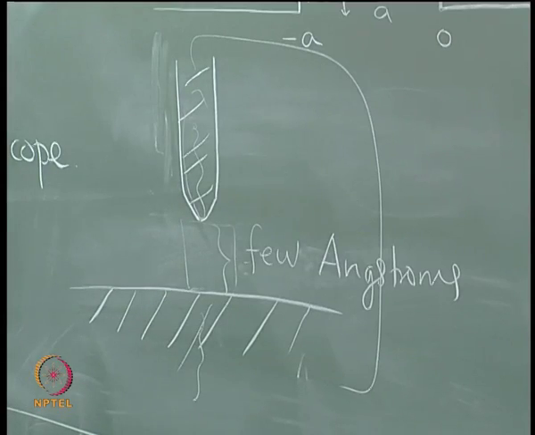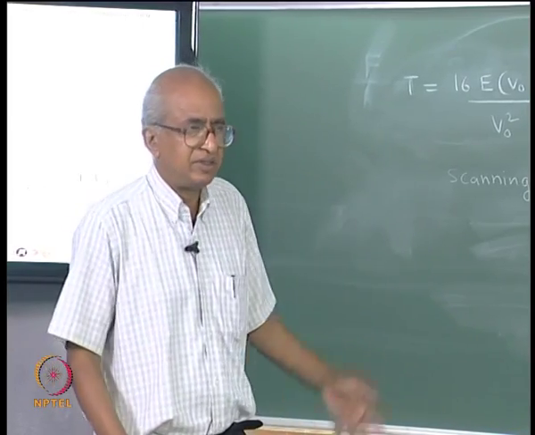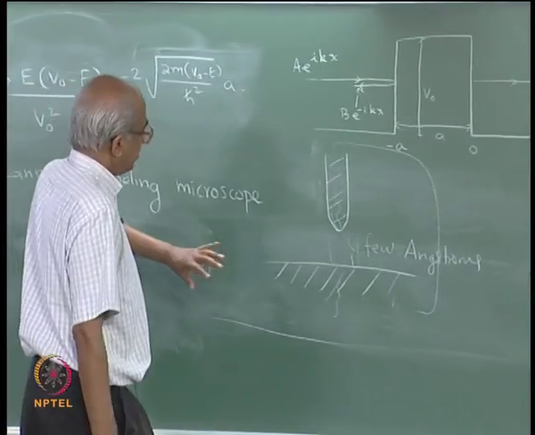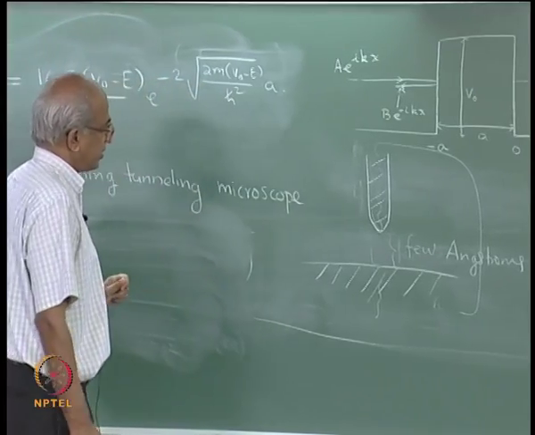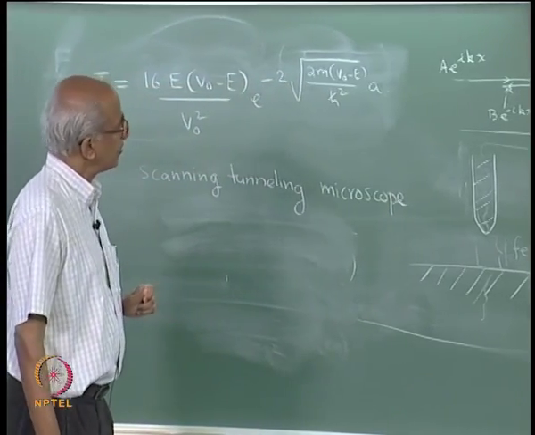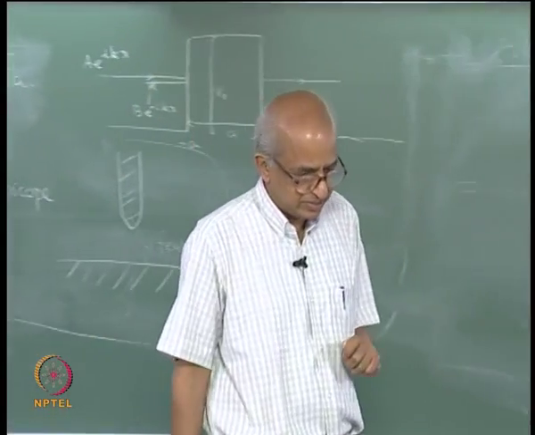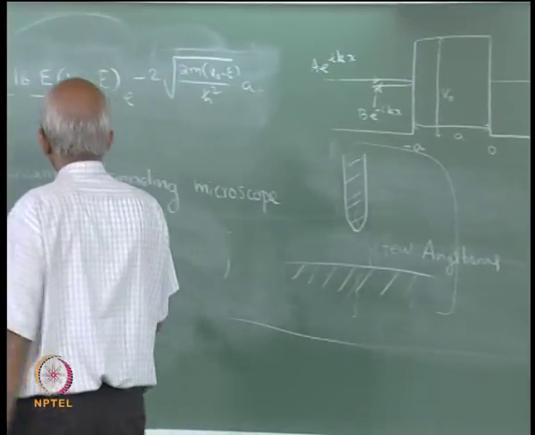If you apply a potential difference, you can actually observe a current because of this tunneling process, and this is a technique that is immensely useful in surface science. So, this is one application, and the other application that I would like to mention is in enzyme kinetics.